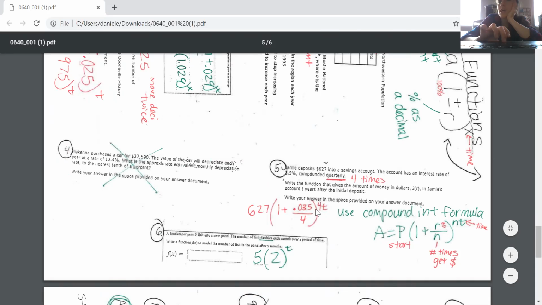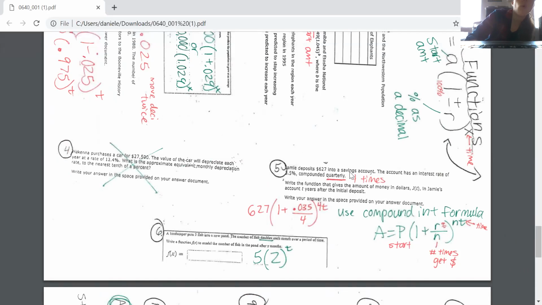Number of times I get the money. So this N value in my formula is new, but I get that from the words. It says I got the money quarterly, which means 4 times. So that's why I plugged in a 4 there, and T is still my time. So this would be my formula. I could plug in any amount of time, 2 years, 4 years, 8 years to find out how much money that would be, but no, this 4T is in exponent land.